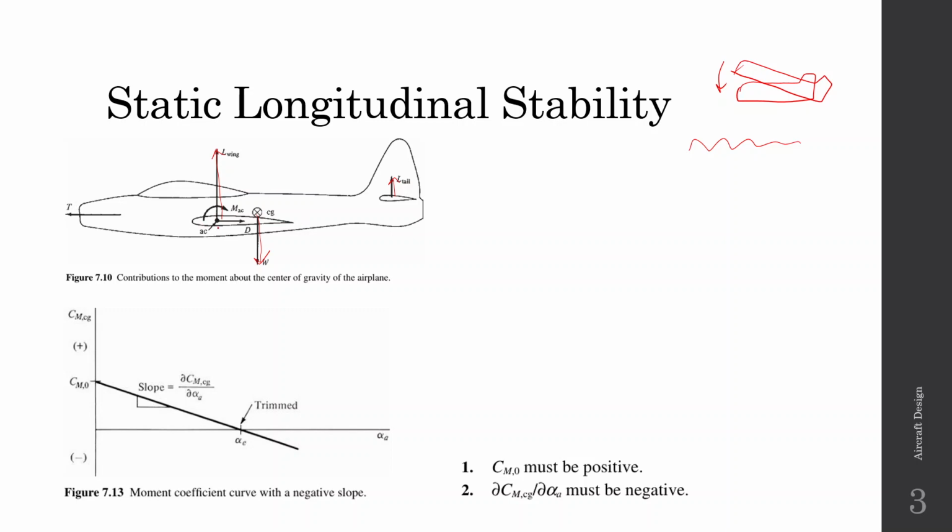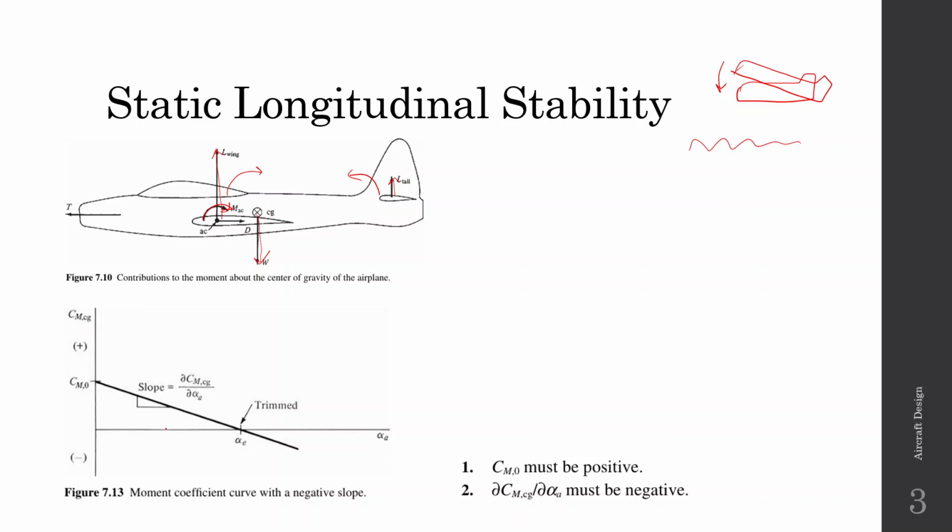The wing itself also contributes to a moment which is MAC, and this force, you can see that it is the lift force of the wing. You can see that it is ahead of the CG, so it contributes a positive moment. Whereas the tail is behind the CG and it is also very far away, so it contributes a negative moment. And the summation of all these moments is what moves the aircraft in the pitching direction.